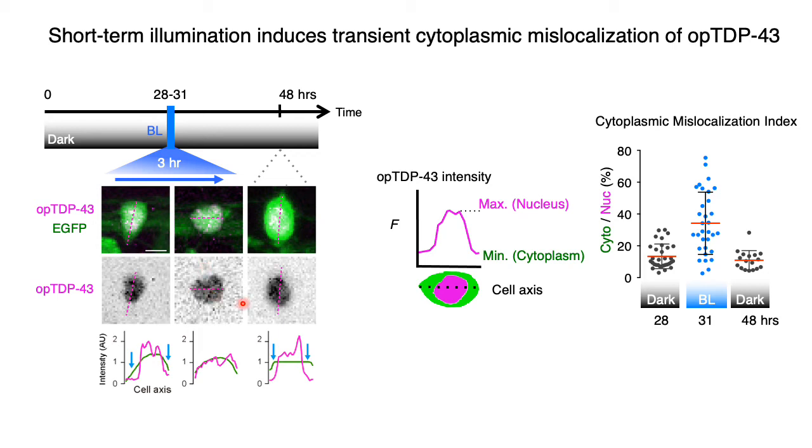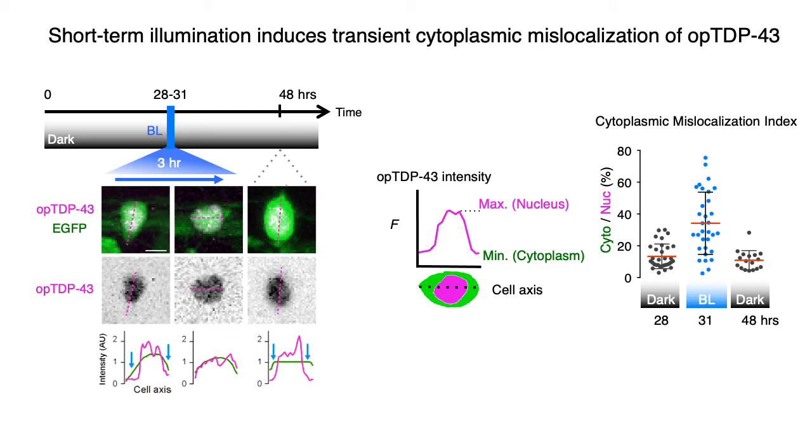And interestingly, OP-TDP-43 is enriched again in the nucleus after illumination is stopped. So here we can quantify cytoplasmic mislocalization by dividing cytoplasmic signal by nuclear signal. The cytoplasmic mislocalization index transiently rises by the light illumination. So we are surprised to see a prominent cytoplasmic mislocalization of OP-TDP-43 rather than droplet formation.